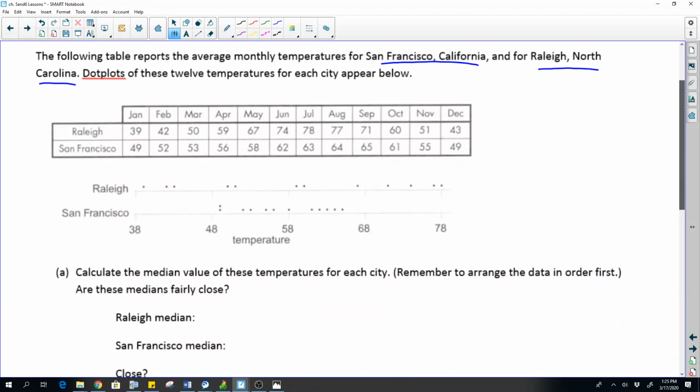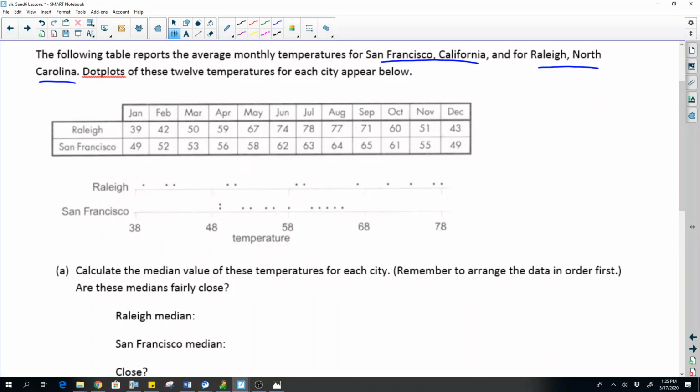So we have January, 39 in Raleigh and 49 in San Francisco. So it looks like it's a little bit colder in North Carolina. And then it gets warmer. So it actually does end up getting warmer in Raleigh, and San Francisco is a little bit cooler. And then back to December, a bit cooler. Still nothing like Utah with our freezing cold, snowing. We love Utah. Okay, so that's a dot plot.